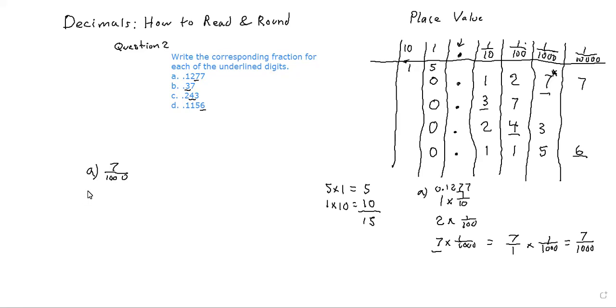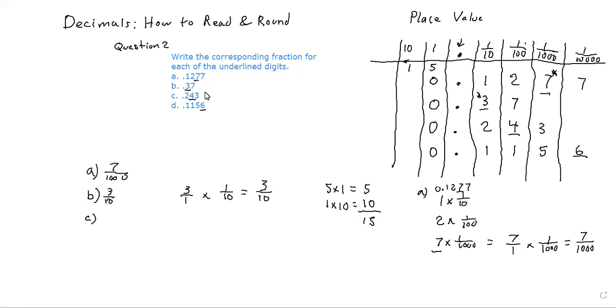Now, in the same way, we can solve B, C, and D. Let's go ahead and do that. B, that's this one right here. You see that the underlined number is in the tenths place. So that's going to be 3 over 1 times its place value, 1/10. We multiply across. 3 times 1 is 3, 1 times 10 is 10. So that's 3/10 in fractional form.